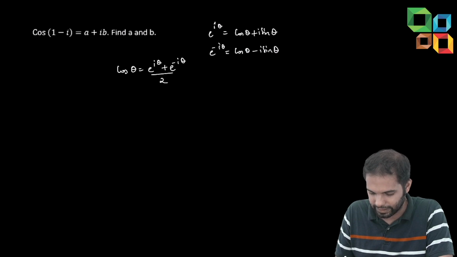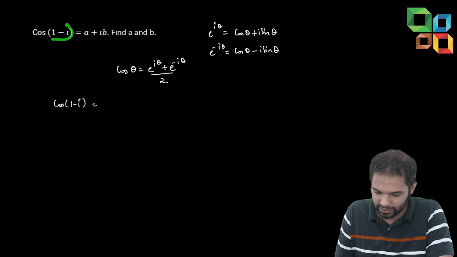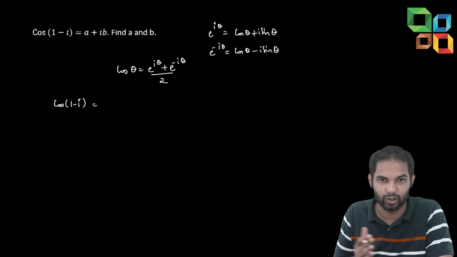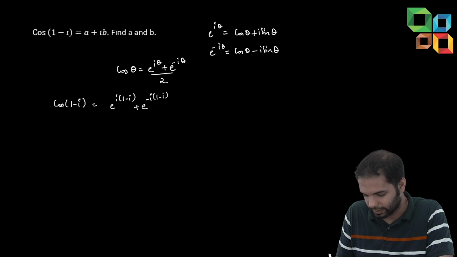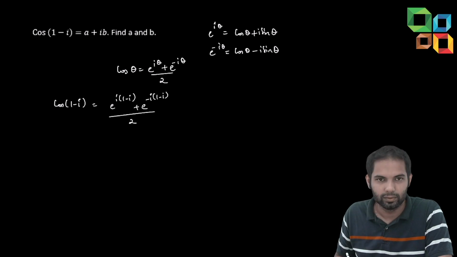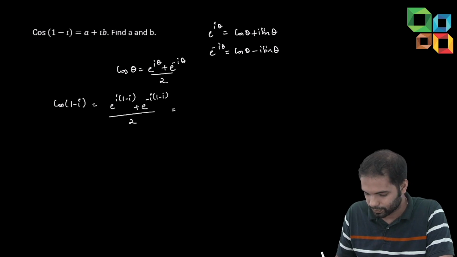We can simply apply the same here, cos of 1 minus i. Because even if this is in the form a plus b i, there's a cos outside. You can't simply say that this is equal to 1 minus i. So the cos function is outside, so somehow we have to try to simplify. So this is e power i into 1 minus i plus e power minus i into 1 minus i, divided by 2.